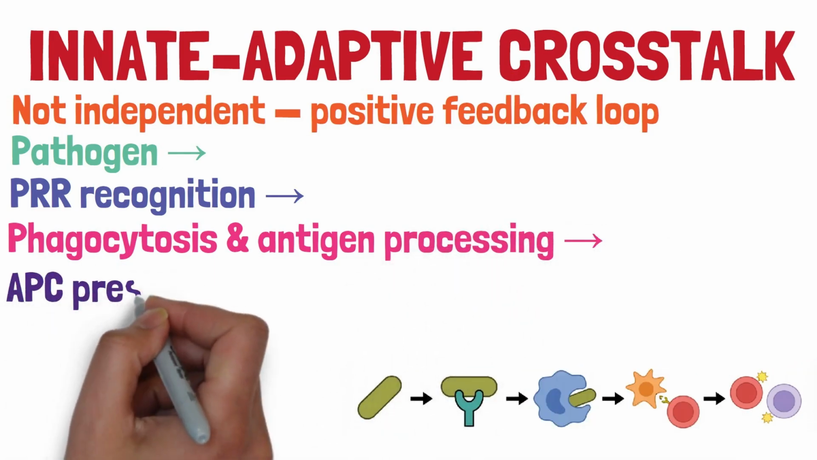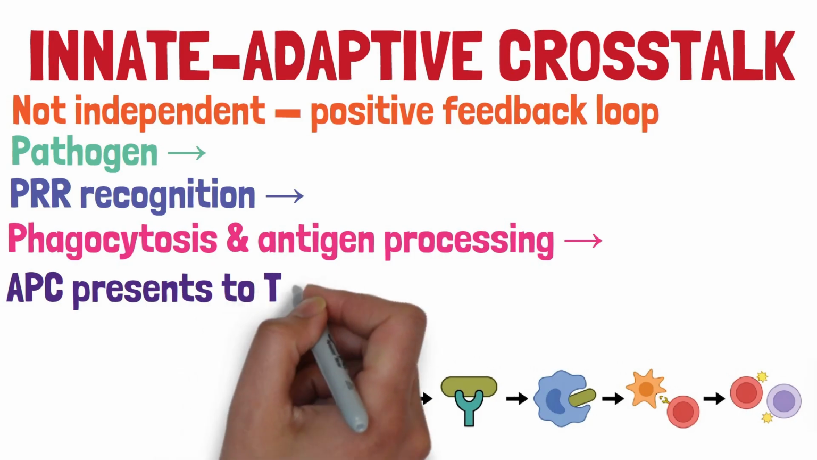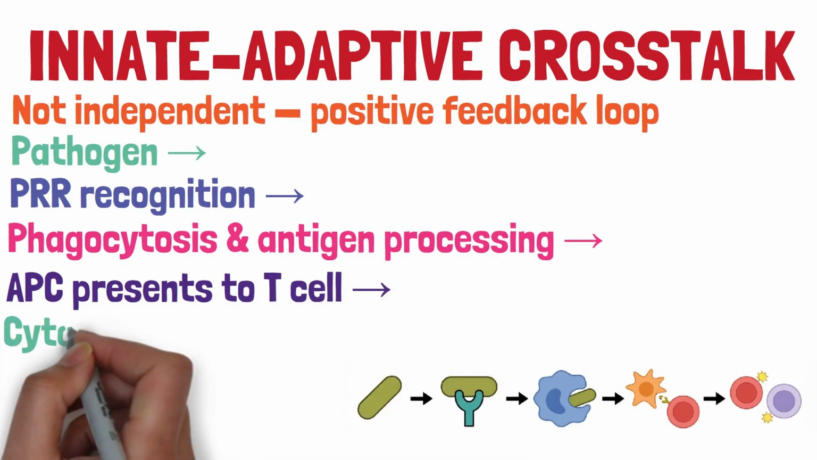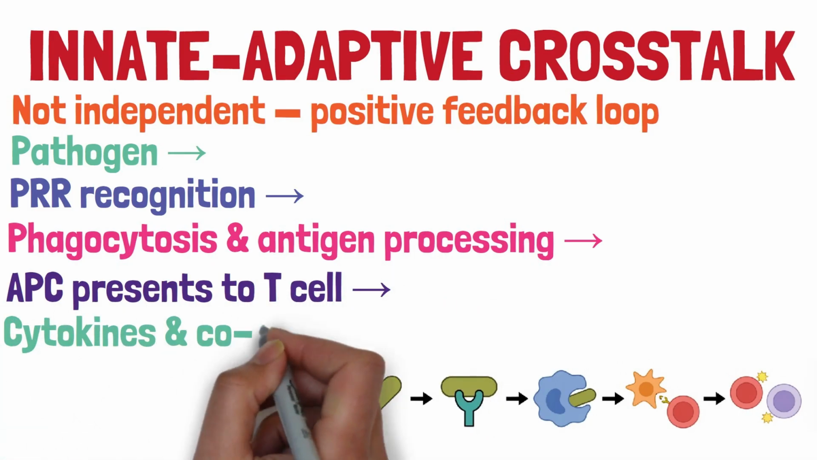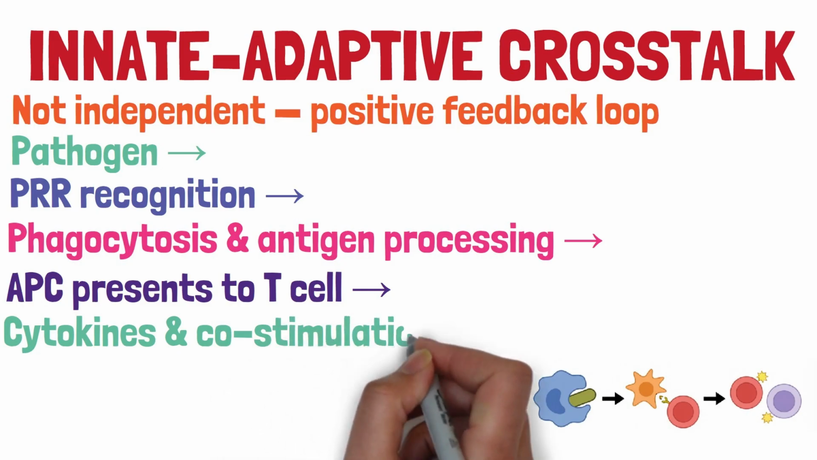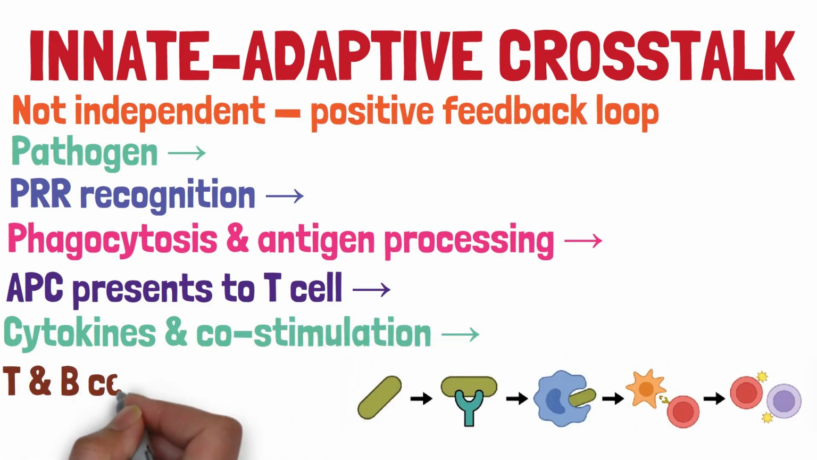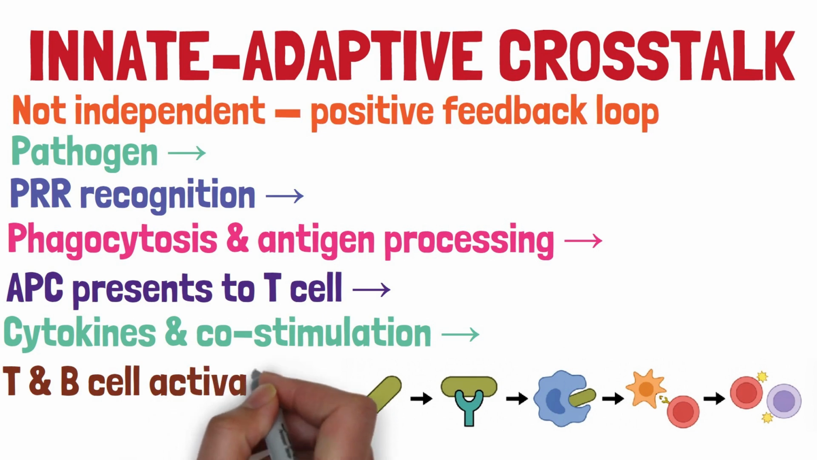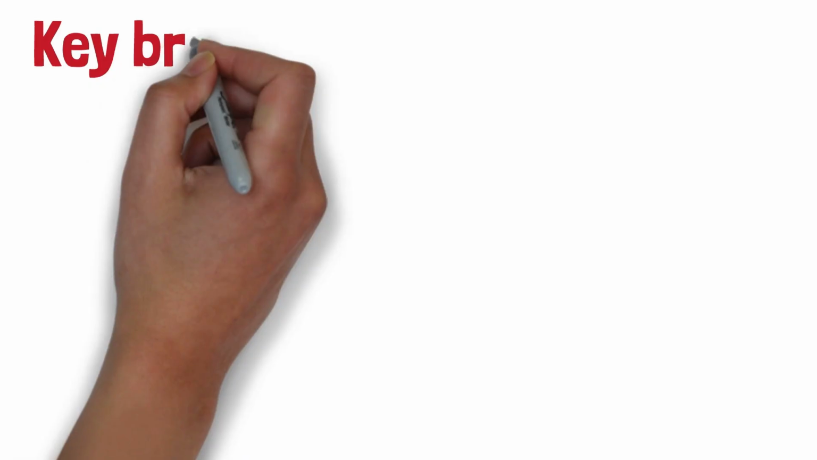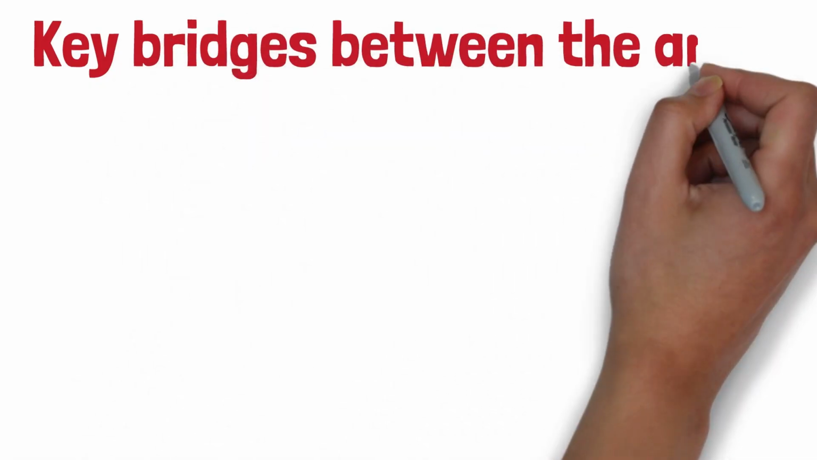That antigen-presenting cell then presents the processed antigen to a T cell. Alongside that presentation, cytokines and co-stimulatory signals are released. And that combination, antigen presentation plus cytokines and co-stimulation, is what finally activates T and B cells. In other words, innate immunity isn't just a first responder, it's the trigger that switches adaptive immunity on. Let's break that loop down into its actual bridges.